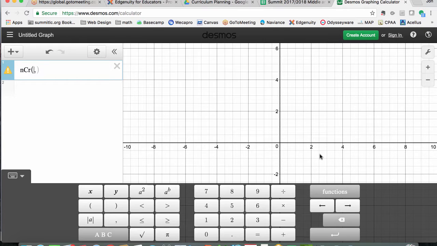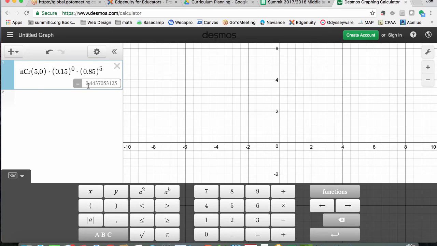For 0 explosions, we're going to choose 5 total days with 0 explosions. That's 5 combinations of 0 things. We're going to multiply that by our probability that there is no explosion to the 0th power, times the probability 0.85 that there is no explosion. That's going to be to the 5th power. So we're just calculating that first one out real quick.